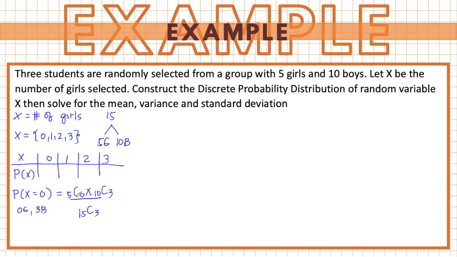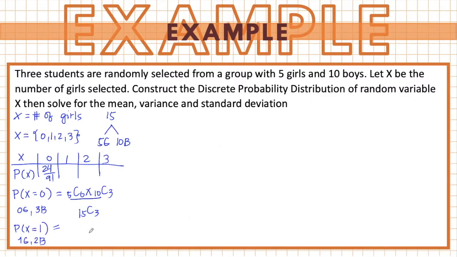And 5 choose 0 times 10 choose 3 over 15 choose 3, the answer is 24 over 91. So the probability that the random variable x is 0 is 24 over 91. Next, we compute for the next random variable, x is equal to 1. So here, our favorable outcome is one girl, and then the rest are boys. So since we will be getting 3 students, there will be 2 boys selected.